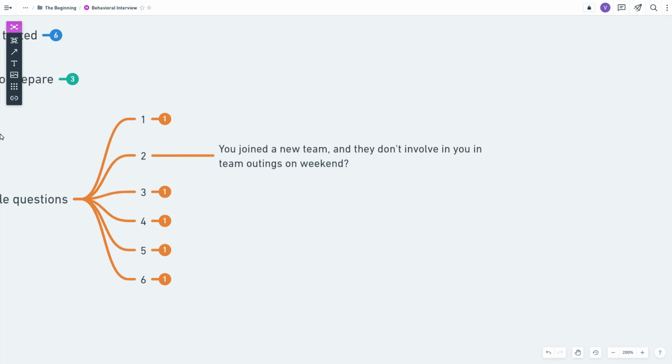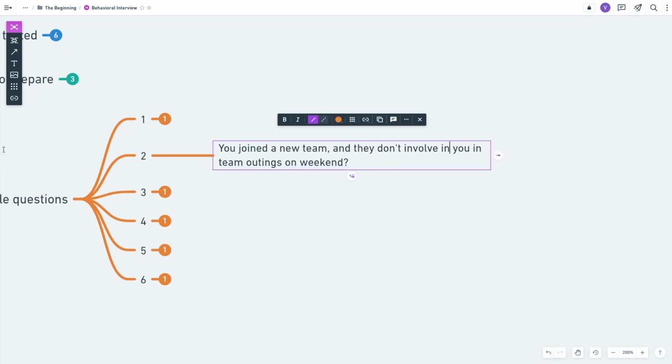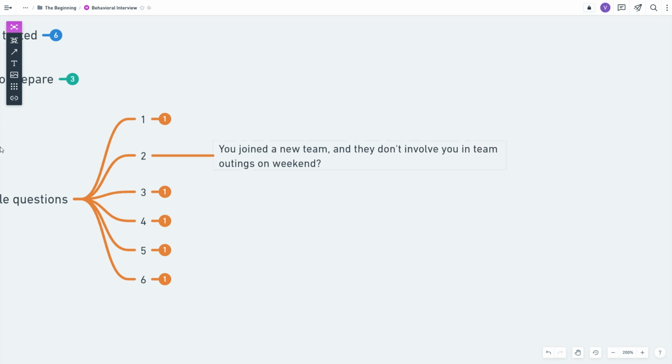Next question, the second one I have is, you joined a new team and they don't involve you in team outings on the weekend. So this question is not too much work related or skills related, but it is personality related. Like, what will you think in this situation? Of course this is a straightforward and really simple question. You do not have to overthink this.